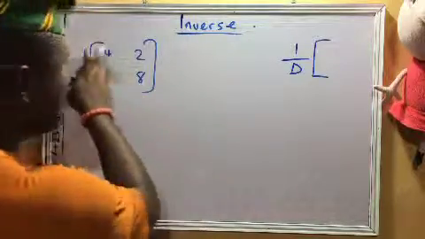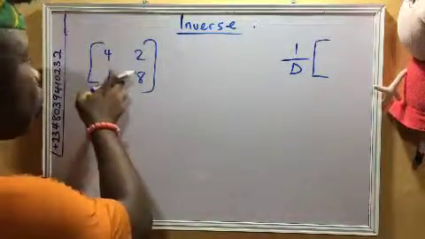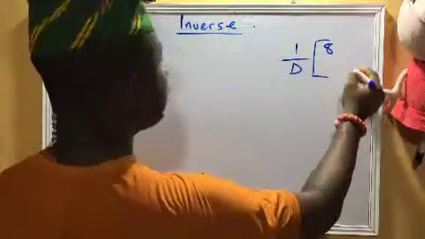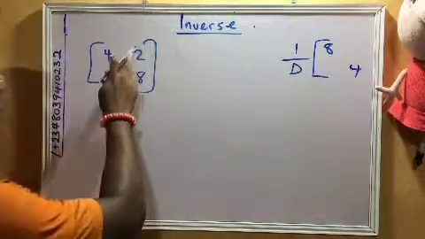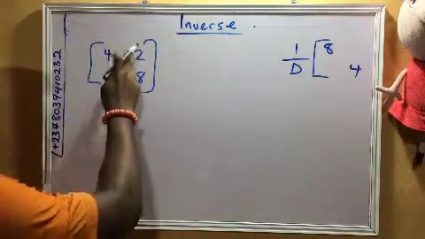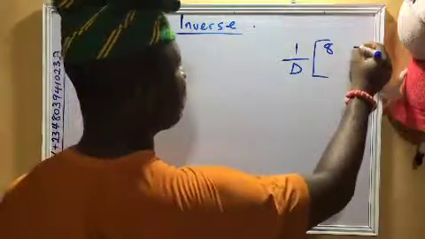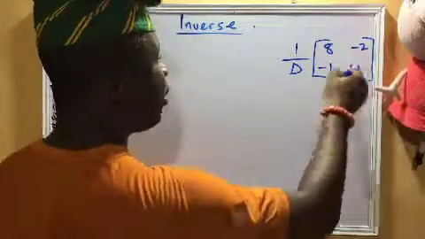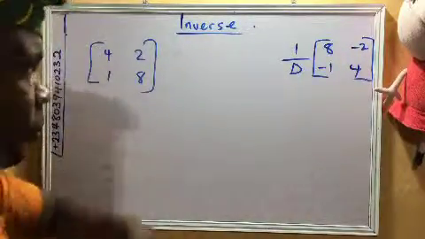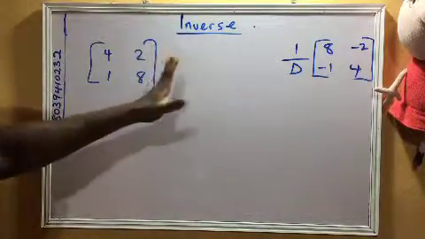let's also assume that this is the matrix. Then you swap this position, this gives you what? 8, 4, and these you negate their value. So if it is positive, it turns negative, if it is negative, it turns positive. Now since this is positive, it becomes minus 2. Since this is positive, it also becomes minus 1, you negate it. But if it is negative, you turn it to positive.